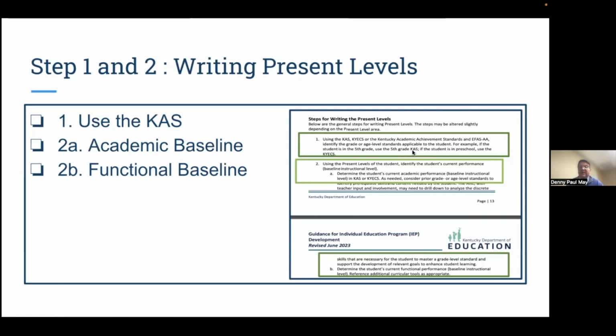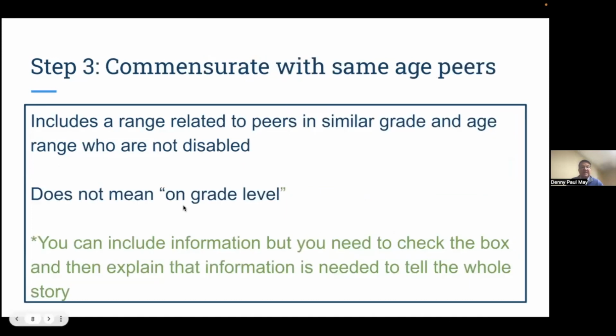for using the present levels of the student, identify the student's current baseline performance, and then determine the student's current functional performance. So, you know, those are very, very key pieces.